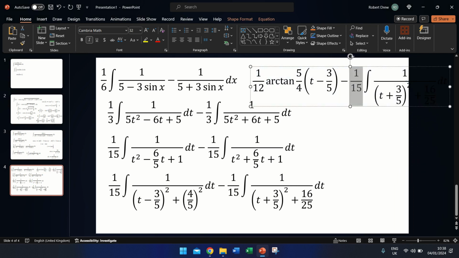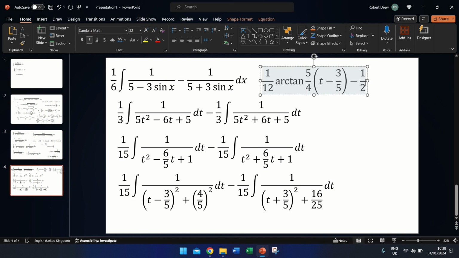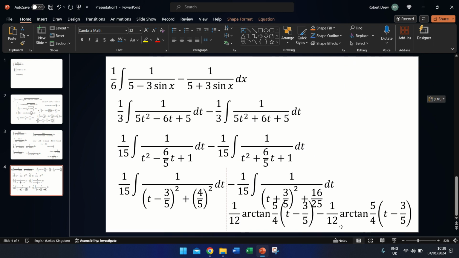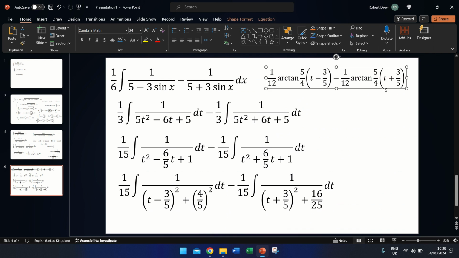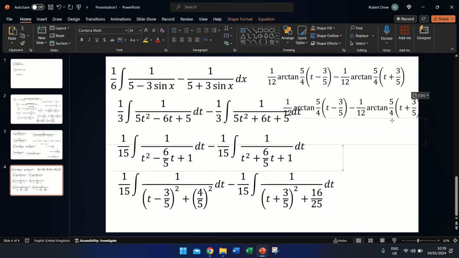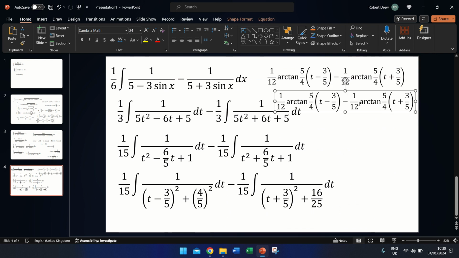And the second one is going to be identical, right? Except it's going to be t plus 3/5 here instead. So I think this is something like, and then of course there's a plus here. So I think this is, I'll make it a bit smaller. So I think this is it, unless I'm horribly mistaken, which someone undoubtedly will point out if I am.